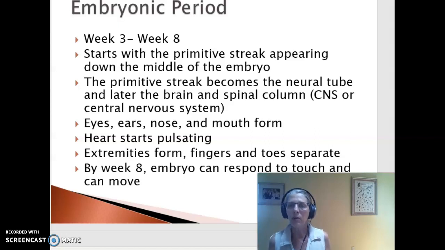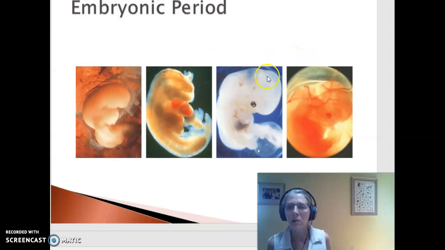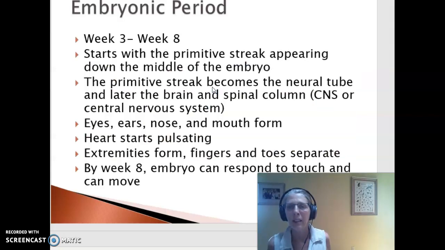It's called the primitive streak. Sometimes you can see some of these pictures of the embryonic period will show you a little bit of a different view of maybe a developing brain and spinal cord. A lot of great photos these days on the web. So this primitive streak will become the neural tube, eventually become the brain, spinal cord, central nervous system.